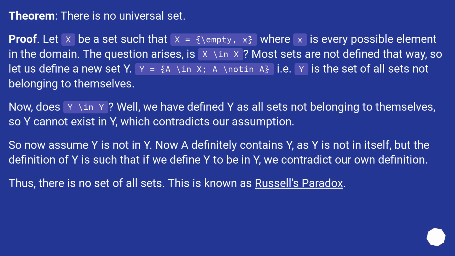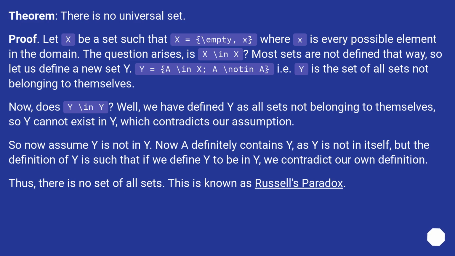Theorem: there is no universal set. Proof: let X be a set such that X equals {x}, where x is every possible element in the domain. The question arises, is X ∈ X? Most sets are not defined that way, so let us define a new set Y. Y equals {a ∈ X : a ∉ a}, i.e. Y is the set of all sets not belonging to themselves. Now, does Y ∈ Y?